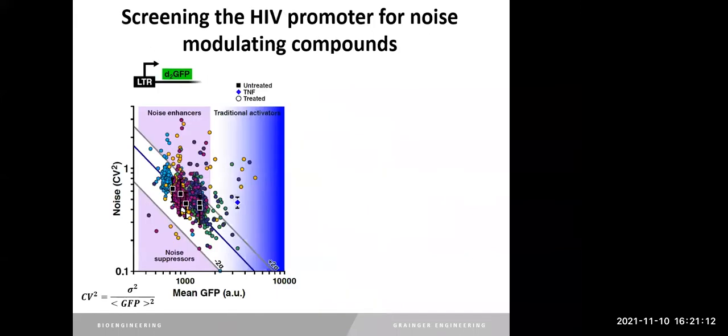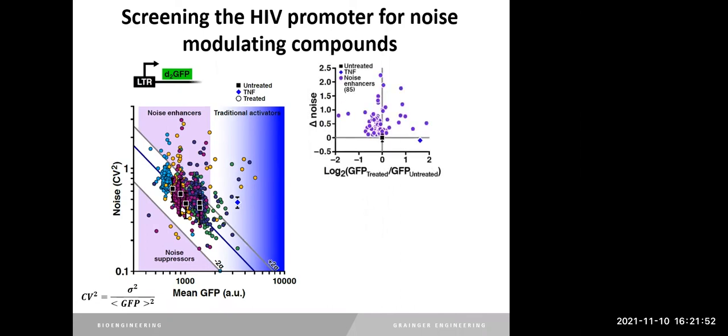So when we look at these 1,600 compounds, this is quantifying noise as the coefficient of variation squared. So it's the variance over the mean squared. The black squares are the untreated controls for each day of experimentation. Each circle is a unique drug compound from the screen. And you can see that there are compounds that enhance the noise without changing the mean, or suppress the noise without changing the mean, and some that activate. So in total, there were 85 noise enhancers that were detected in the screen.